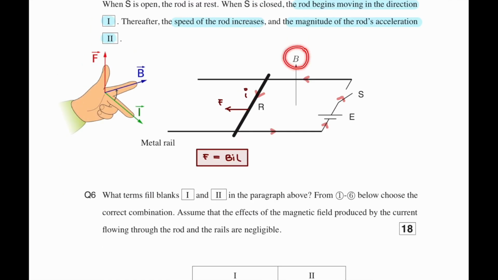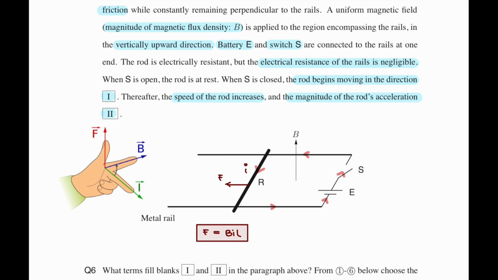Since B is constant, B is uniform, so B does not change. Also I does not change because we do not change the EMF of the battery. And then the resistance is also constant. The rod is electrically resistant, which means the resistance of the rod does not change. Since E and resistance are both constant, that means I is also constant.